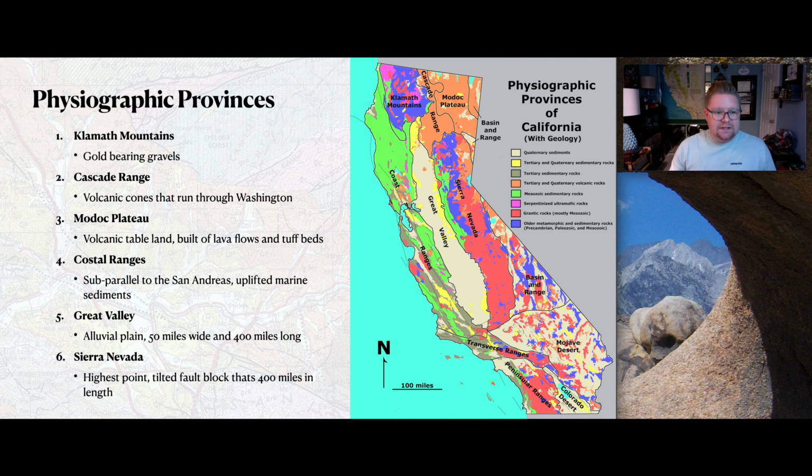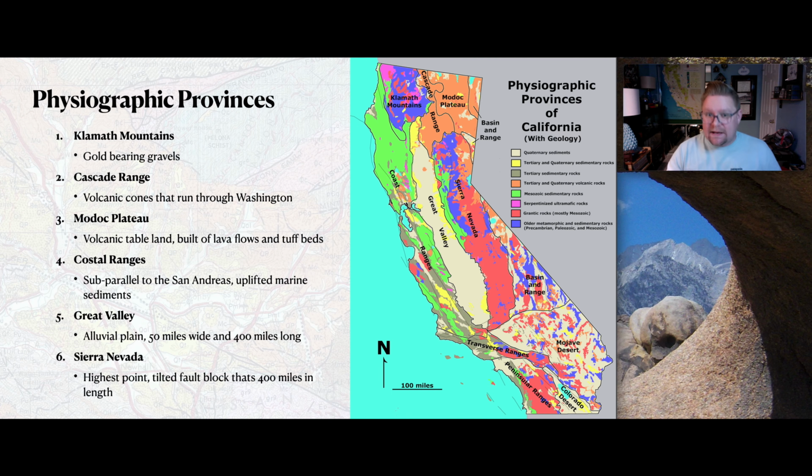So it is raised. We also have our coastal ranges right along here. The coastal ranges are subparallel to the San Andreas Fault and are the result of uplifted marine sediments due to tectonics. In fact, you can kind of see the line here a little bit, and that's part of the San Andreas Fault within this fault map.